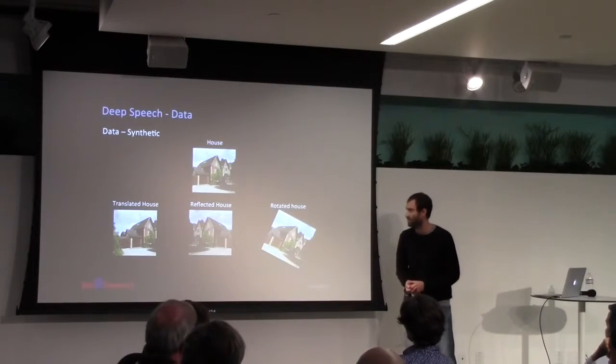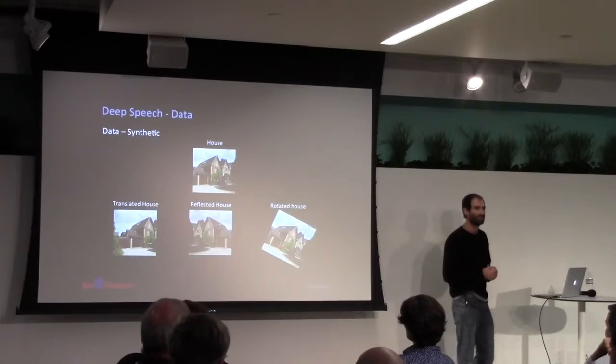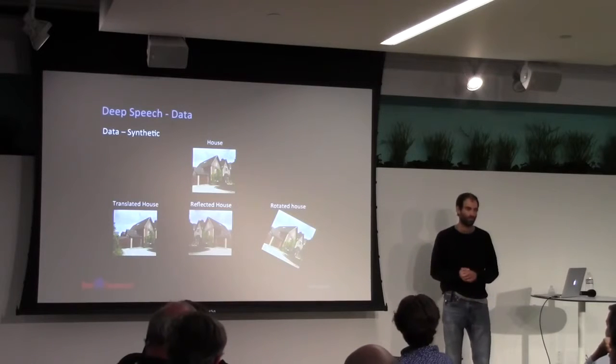In all of these cases, a human would still recognize this as a house. But in all of these cases, the pixels look very different to the machine. So it's actually allowing it to learn a little bit more about this image, what a house is.